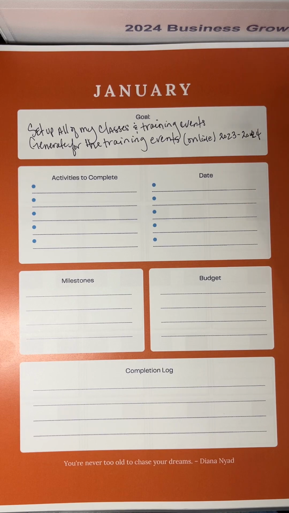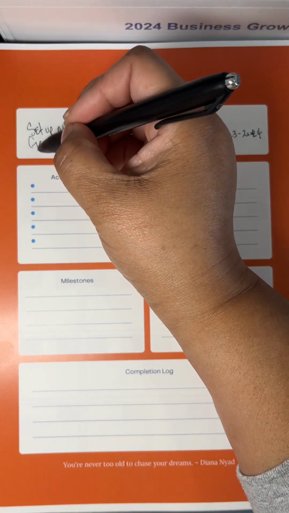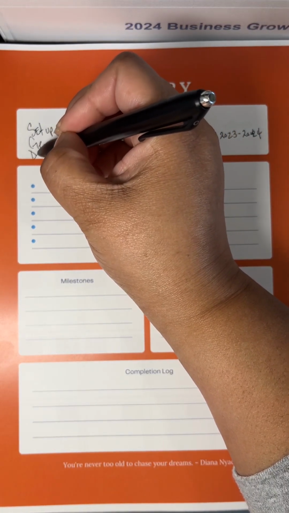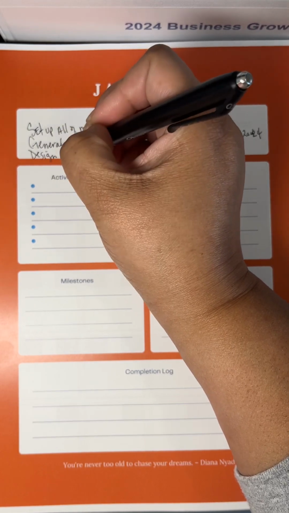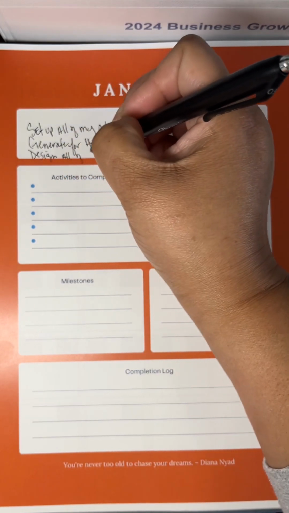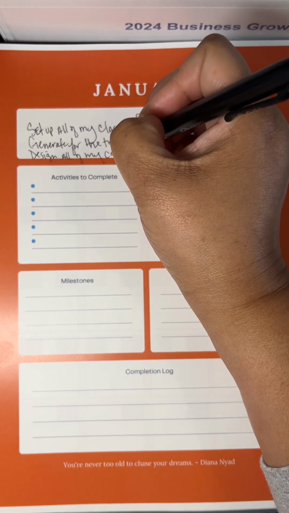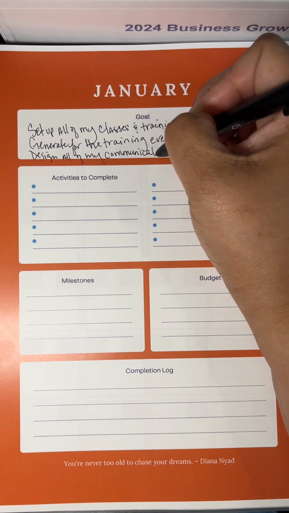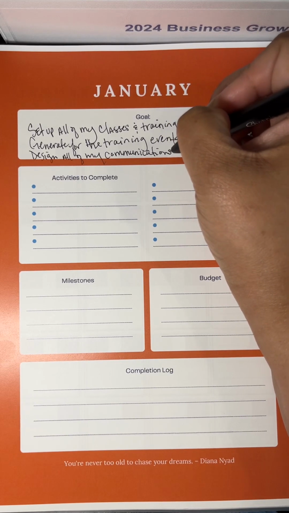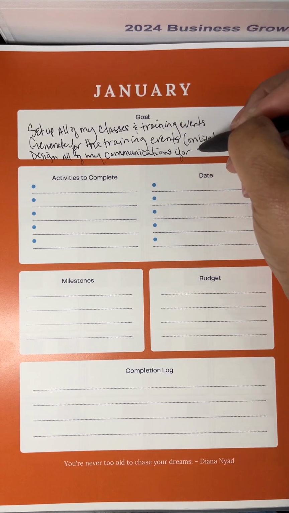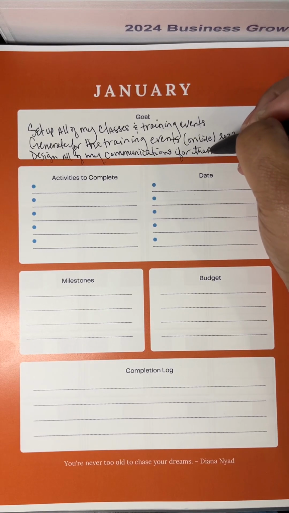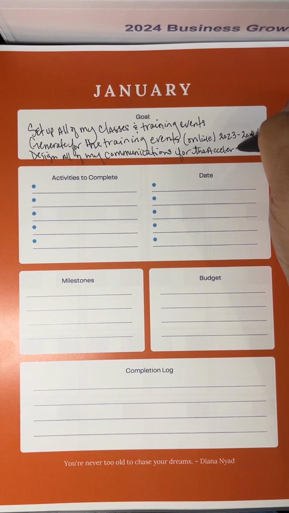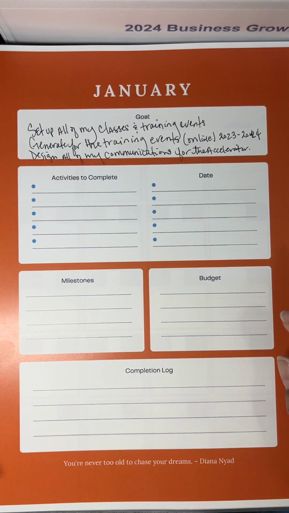And I also wanted to design all of my communication, and that means emails and social media alerts for the accelerator a month in advance before the launch date, which is February 5th. So those were the goals that I had set.